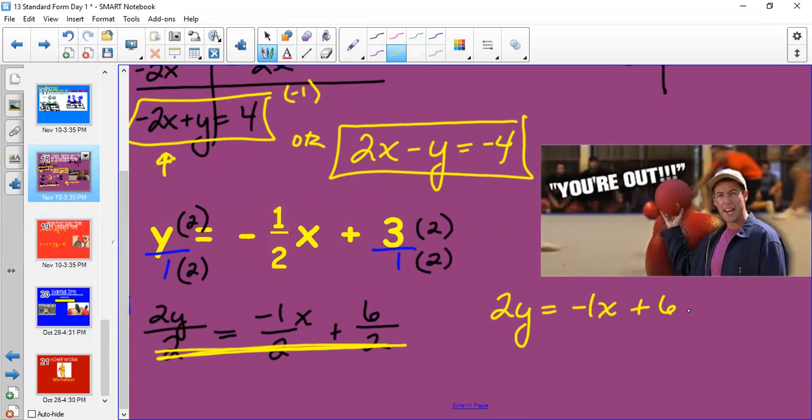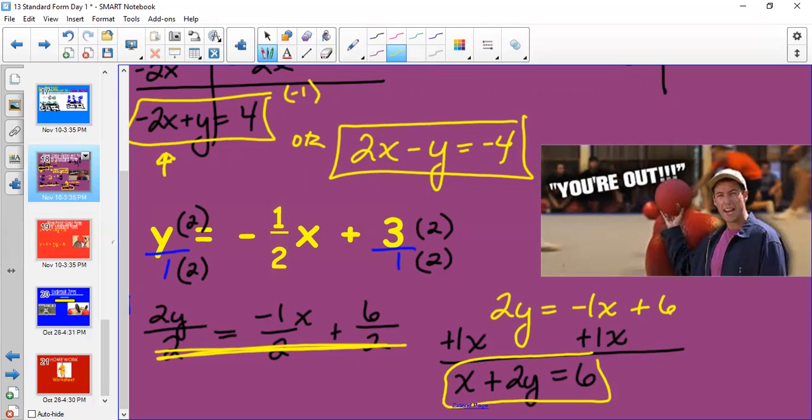Now we're close, but our x term does not come first. So if we switch the side, we switch the sign. We're going to go from a -1x to a positive 1x. That would leave me with 1x, which I don't have to write the 1, so x, a positive 2y equals 6. And that is the only correct answer because our y term is already positive, so I would not switch it to a negative.